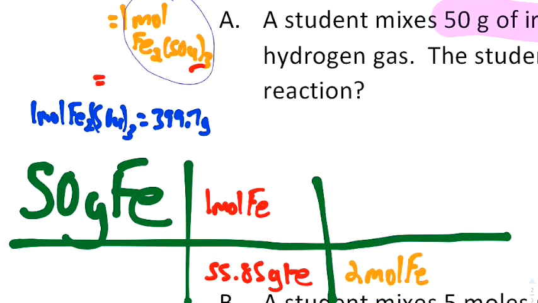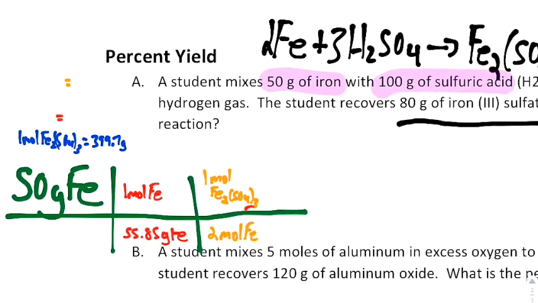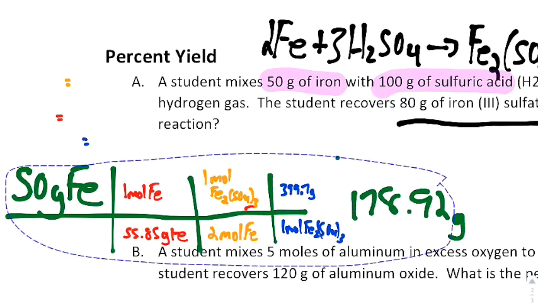And then put the other half on top. And we're still not to where we want to be, so we keep going. And now we have moles of iron 3 sulfate on the bottom, and then our 399.7 grams. Now this is going to give us a molar mass, or a percent yield, not a percent yield. It's going to give us a theoretical yield of 178.92 grams.